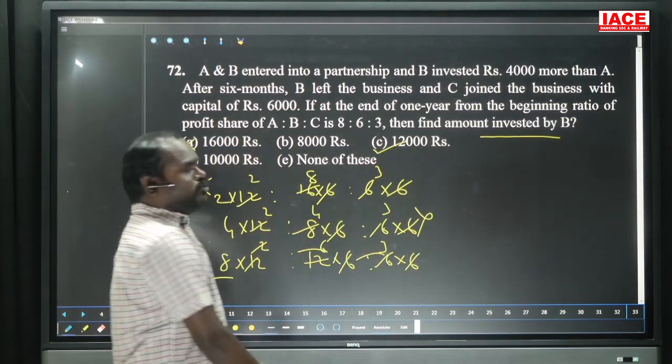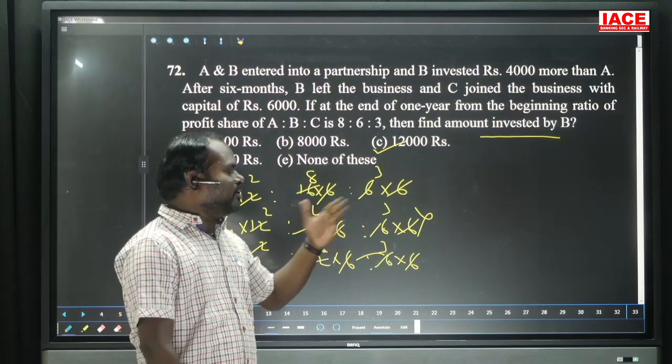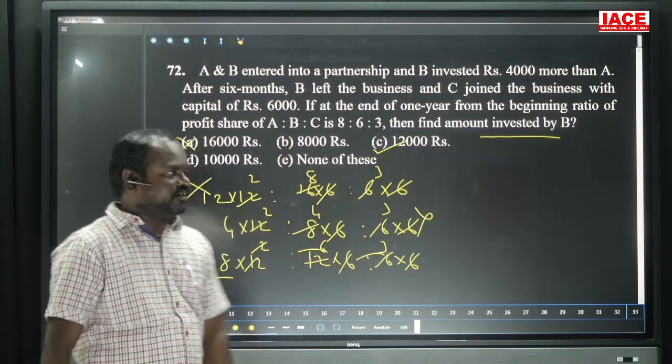Option C. We can approach with the normal method. Otherwise, instead of that, by following the option verification, you can also write it. Next.